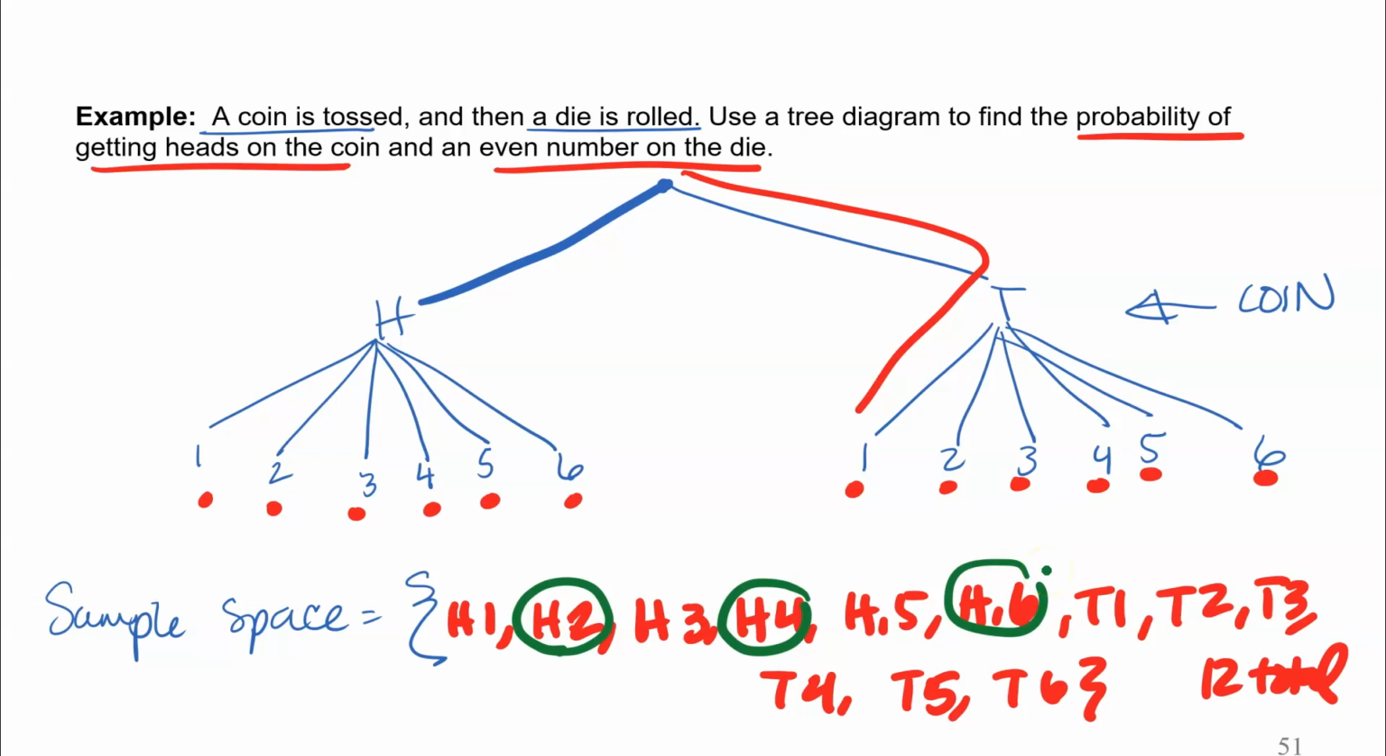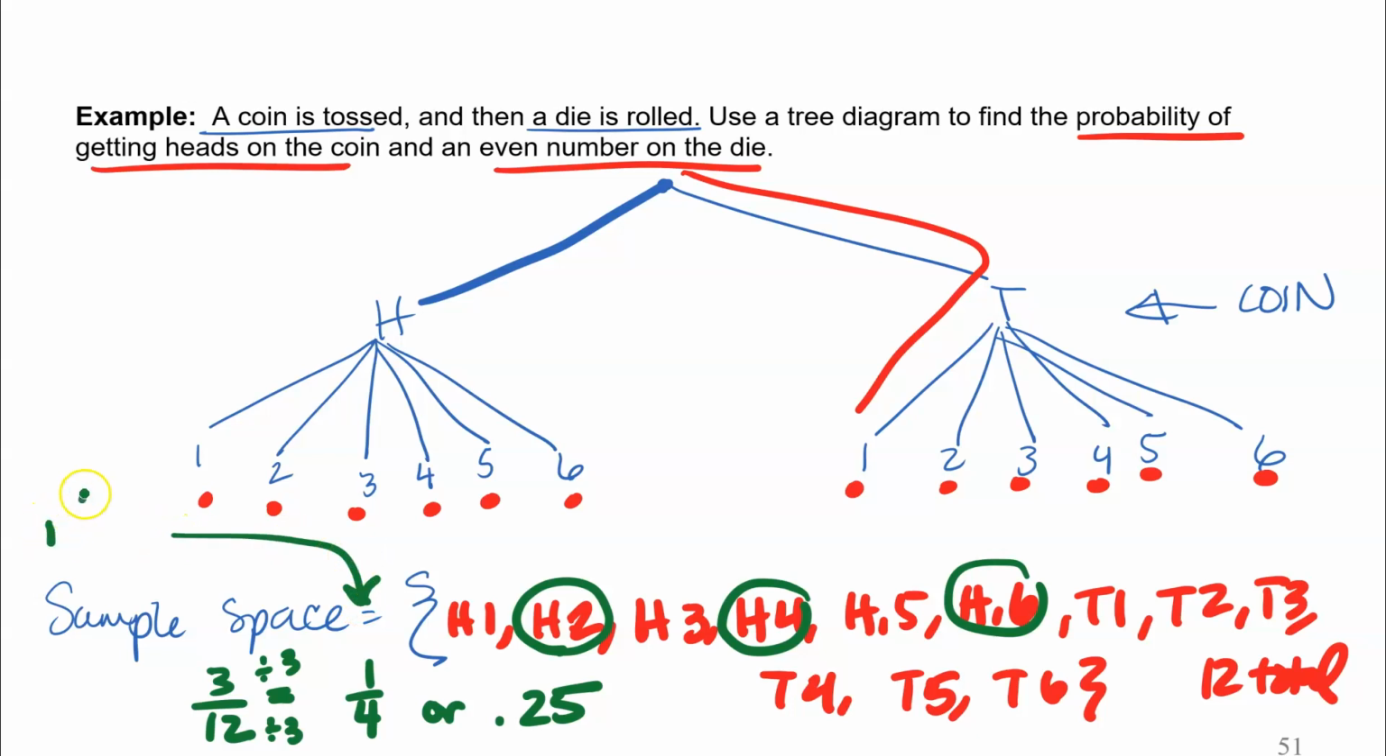So it looks like there are 3 different outcomes out of 12 that would give us that outcome. And we can reduce that by dividing both of these numbers by 3 and getting 1 over 4, which is the same thing as 0.25. And I just want to mention too, with the fractions in the calculator, you can do 1 divided by 4, so the division sign, and that'll give you your decimal as 0.25 there.